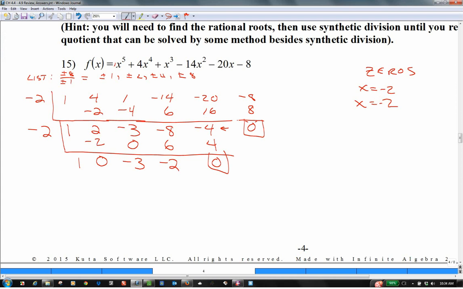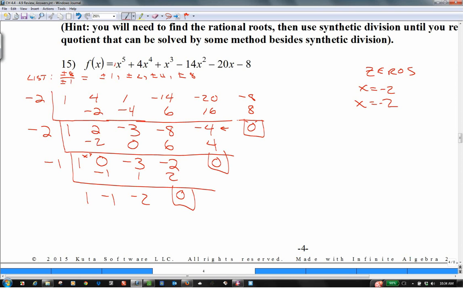So now again, we're going to keep doing this. If I look at this, it is a cubic now, an x cubed. And when I look at it, nothing really pops out to me that I can factor. Maybe I could, maybe I couldn't. But I'm going to go ahead and do another synthetic division. Try -1. 1 times -1 is -1. Add, that's 1. Add, -2. -2 times -1 is 2. Oh, look, I got another 0. Okay, so I add that to my list.